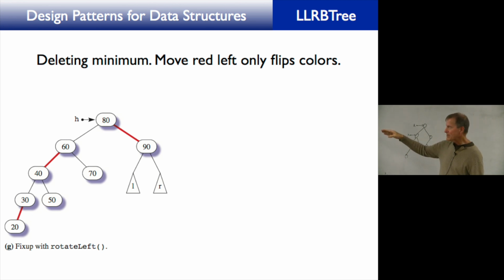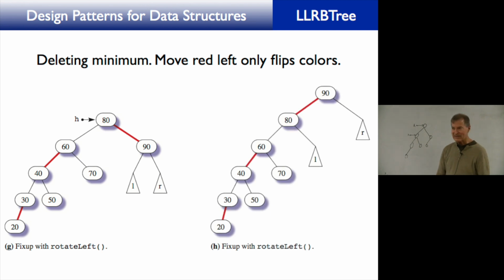Where the 80 was, and then where's the 80 going to go? Is the 80 going to go down? And what's going to happen? The left child of 90 is going to become the what? Right child of 80. So look, boom. And there it is.